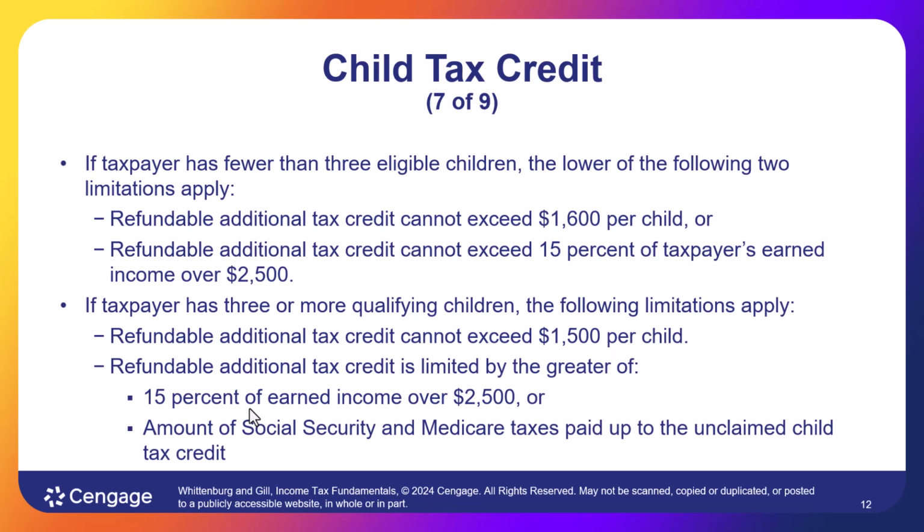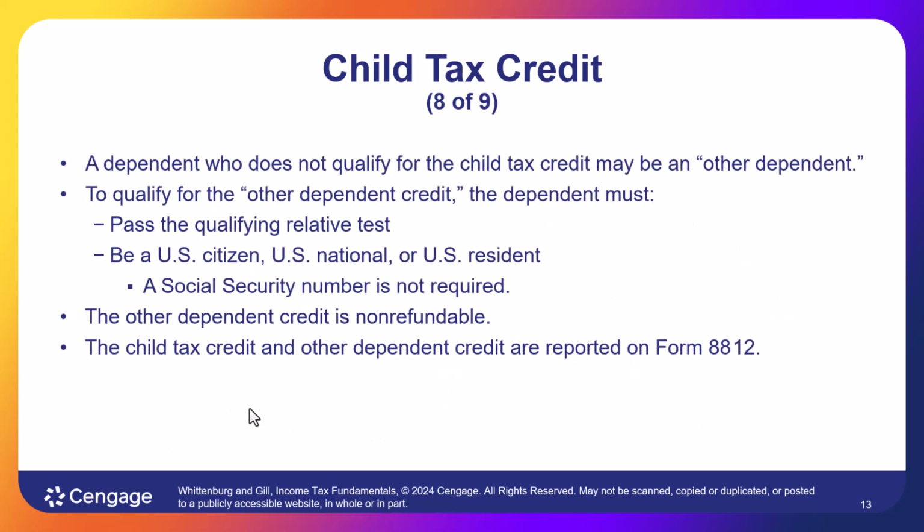If a taxpayer has fewer than 3 eligible children, the lower of the 2 limitations apply. The refundable additional child tax credit cannot exceed $1,600 per child, and the refundable tax credit cannot exceed 15% of earned income over $2,500. If a taxpayer has 3 or more qualifying children, the limit is $1,500 per child, and the refundable tax credit is limited by the greater of 15% of earned income or the amount of Social Security and Medicare taxes paid up to the unclaimed child tax credit amount. We'll see this in action later.